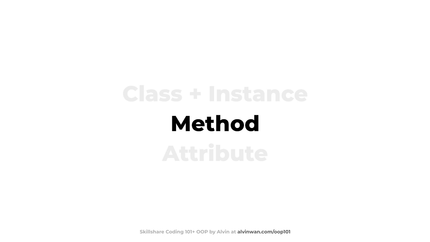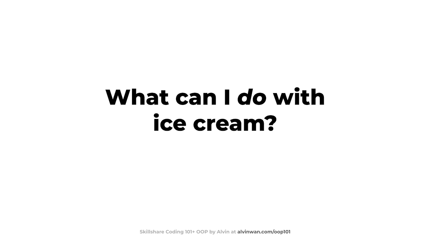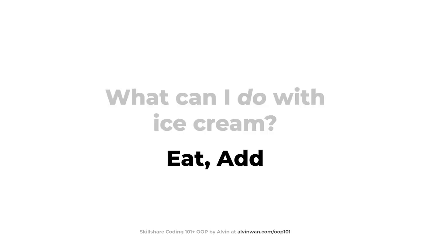In this section, we'll talk about class methods. We actually used methods in Coding 101 Python for Beginners, but in this class, we'll be defining methods. To understand a method, let's go back to our ice cream example. Methods help us define what can I do with ice cream. Well, we can eat and add scoops to our ice cream. And that's it. These two actions are our methods. We will code these methods later.